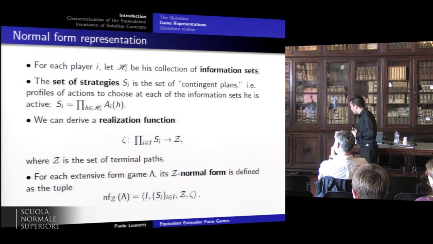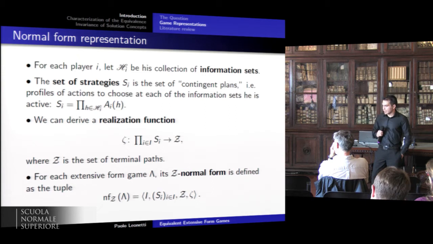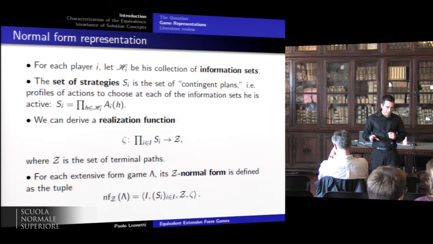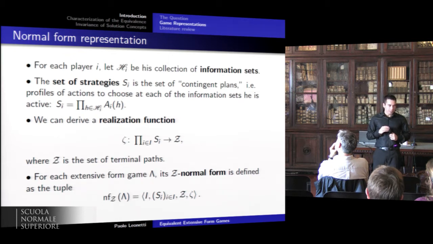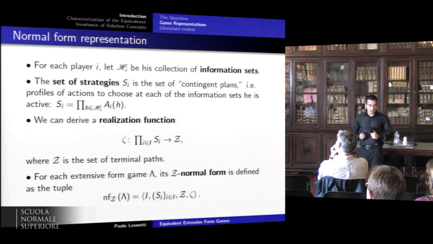Okay, at each information set of each player, each player has the same set of actions that he has to choose from. Whenever this player fixes one action at each information set, he is said to fix a contingent plan. That is, he fixes his choice whatever the situation of the game. And the set of these profiles of actions is called the set of strategies.